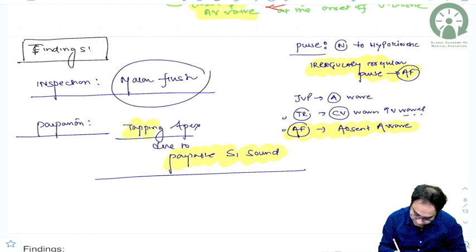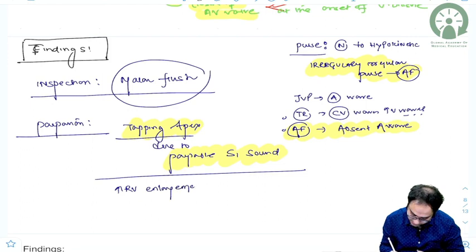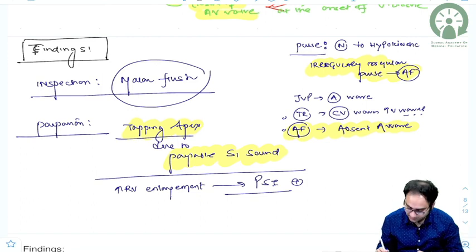Okay. Now, if simultaneously you get RV enlargement, then you can get what is known as the parasternal impulse.